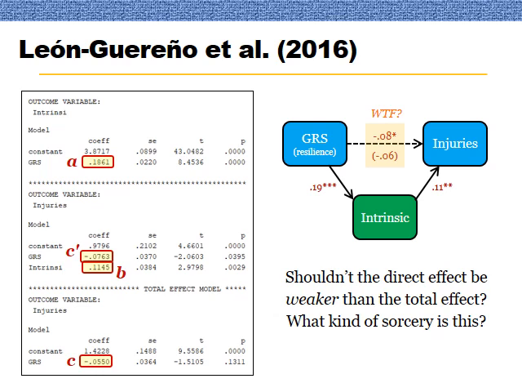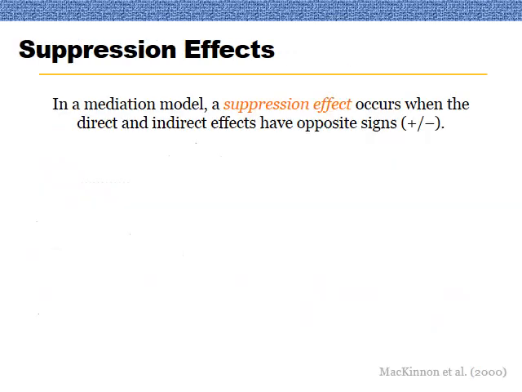The reason for this is that the total effect and the direct effect are both negative, whereas the indirect effect here, the A and B paths, are both positive. They're working in opposite directions. In mediation language, this is called a suppression effect, and it occurs when the direct and indirect effects have opposite signs.